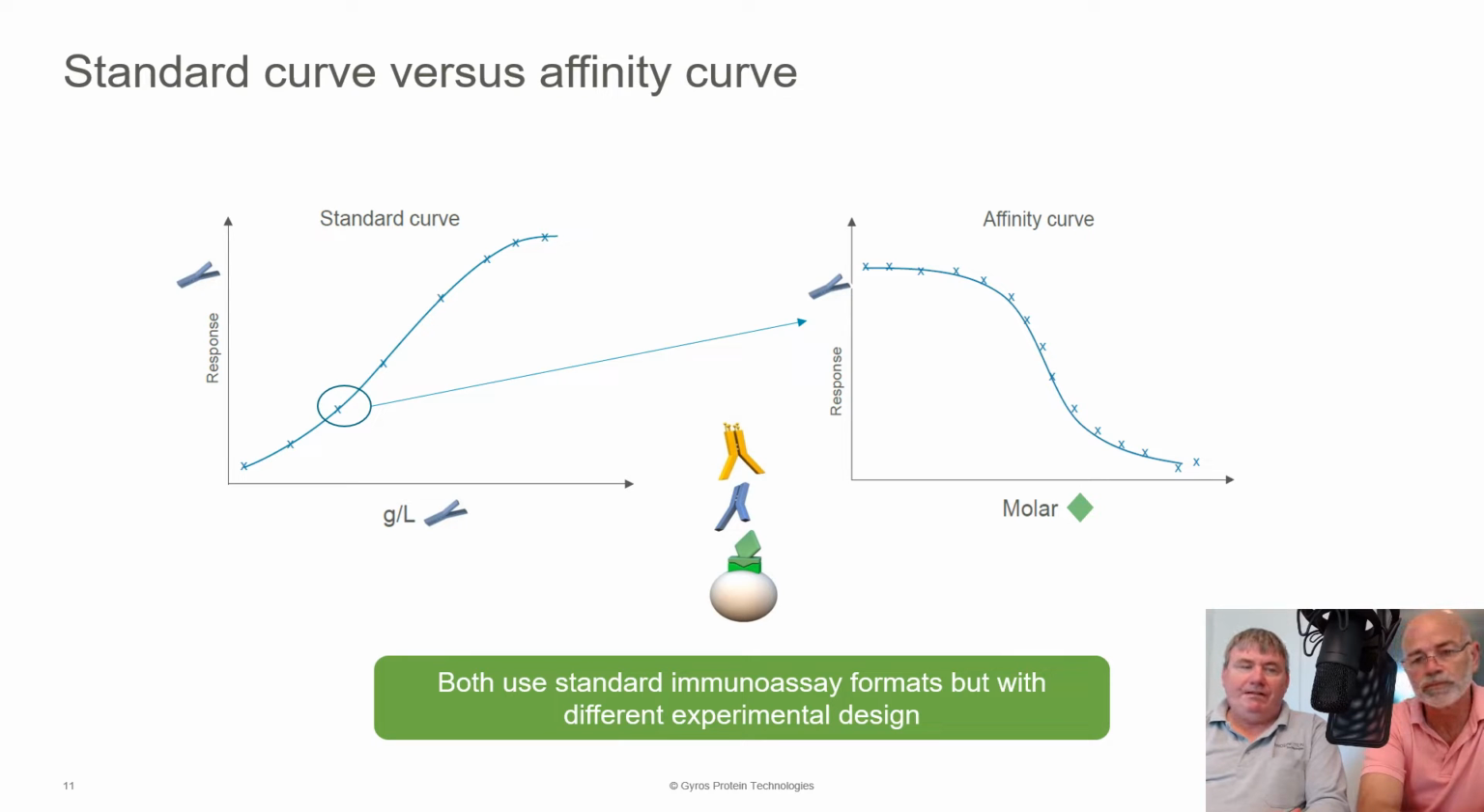So that determines your fixed concentration, and then you vary the concentration of, in this case, the drug, and then you inhibit the signal. And this is used then to define an affinity curve, which then will look at your binding constant, effectively your KD, from the middle of the curve. And so we're using the standard immunoassay format, but we're using a slightly different experimental design, and we'll get into the nuts and bolts of how that all works in subsequent slides.